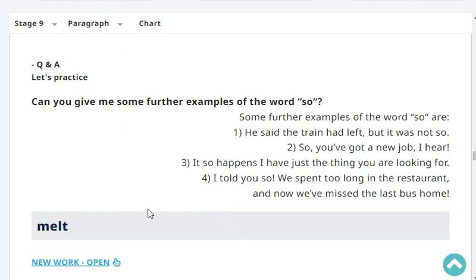Some further examples of the word so are: he said the train had left, but it was not so. So you've got a new job.